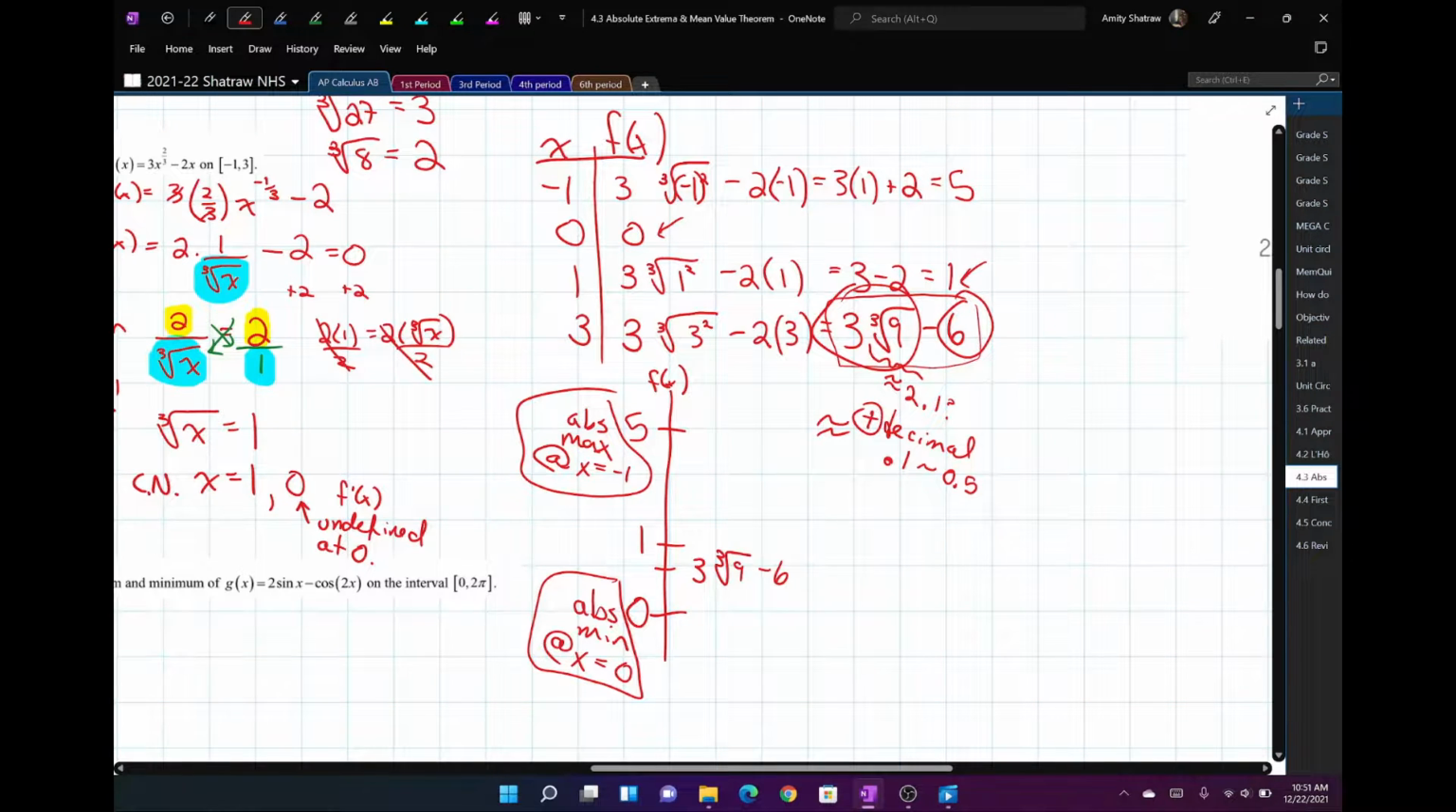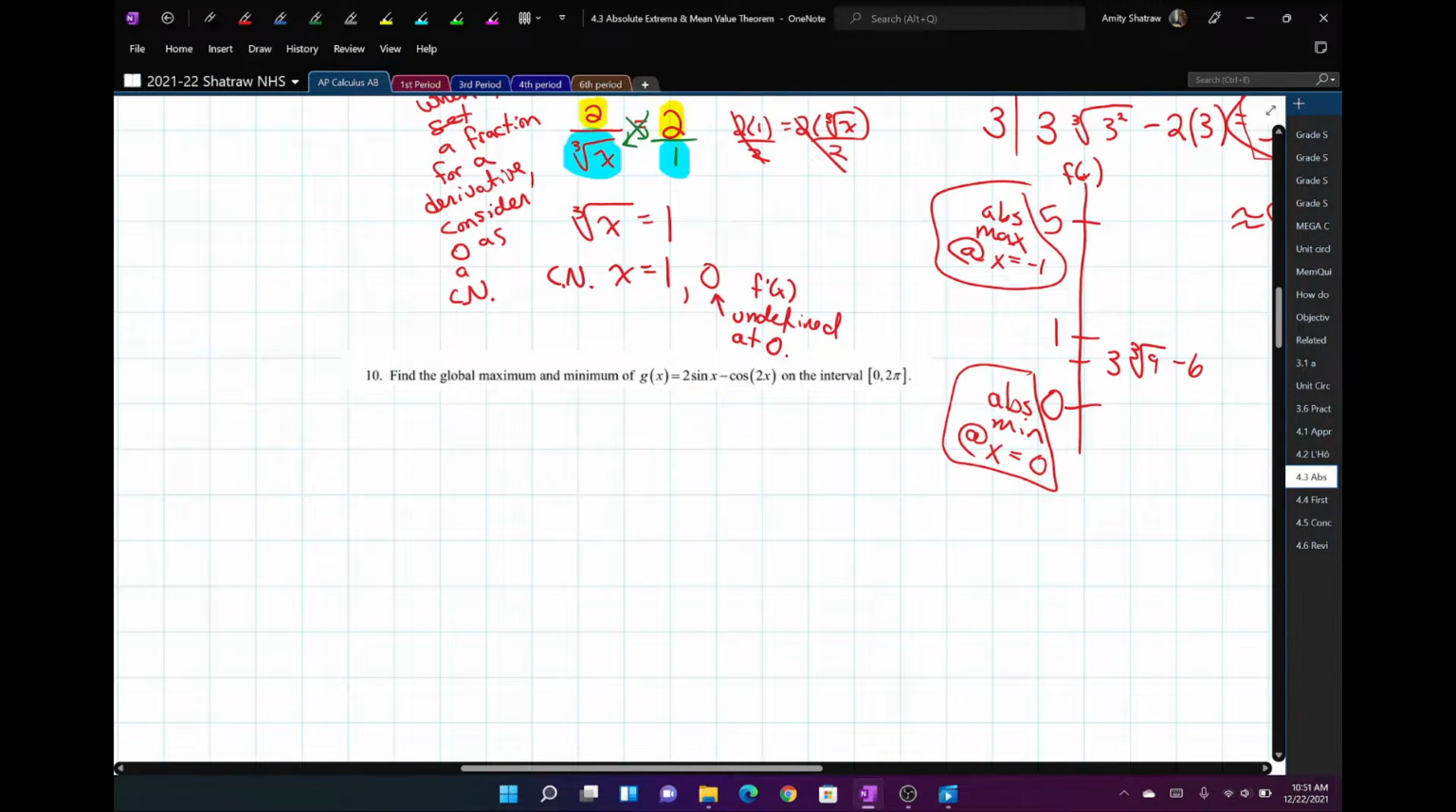And we now get to try the next one. Finding the global maximum and minimums of this function requires that we're feeling really good about our sines and our cosines. Let's take the derivative of this.